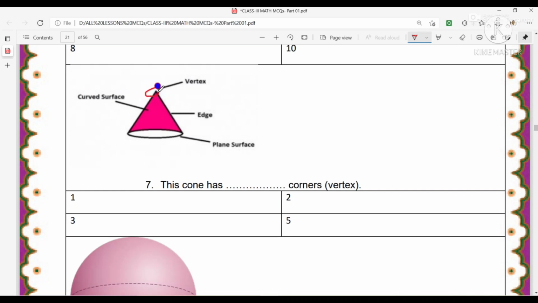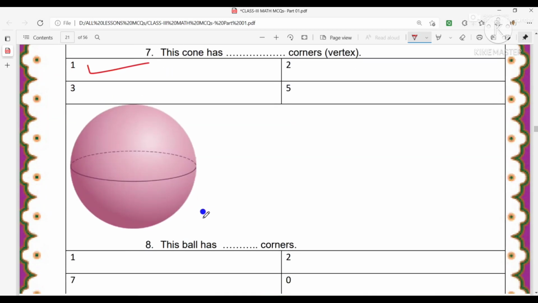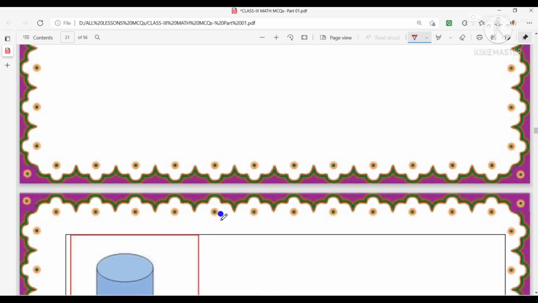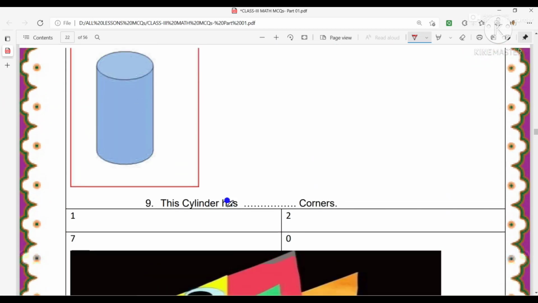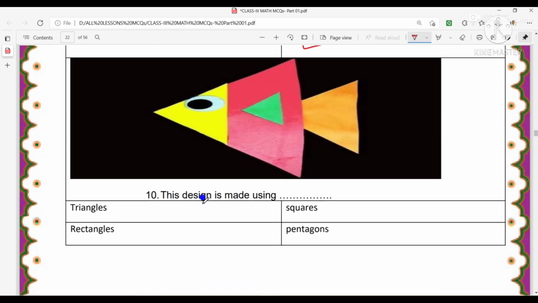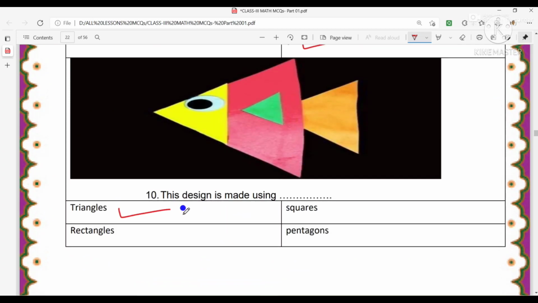Then this cone has dash corners. Corners, only one vertex, right? So one corner. Then the ball has dash corners. Ball has 0 corner because this is a sphere. Sphere has no corners. Okay. Then this cylinder has dash corners. Cylinder also has no corners, 0 corners, right? Then this design is made using triangles.